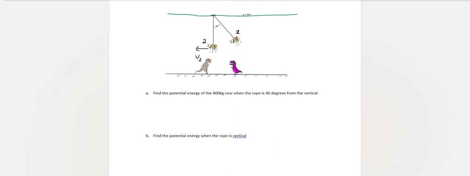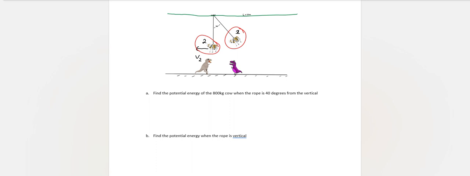Okay, for part C, where it says find the maximum speed of the stakes, here I'm referring to the cow. Now you can write a work energy equation. Write out the PE1 plus KE1 plus work equals PE2 plus KE2. And you have a number for PE1 and you have a number for PE2. And for KE2, you're going to put 1/2 mv squared.